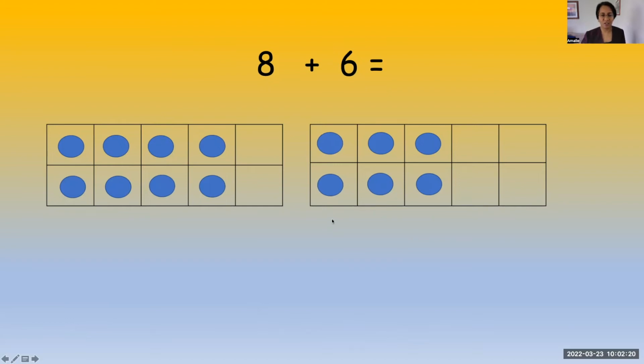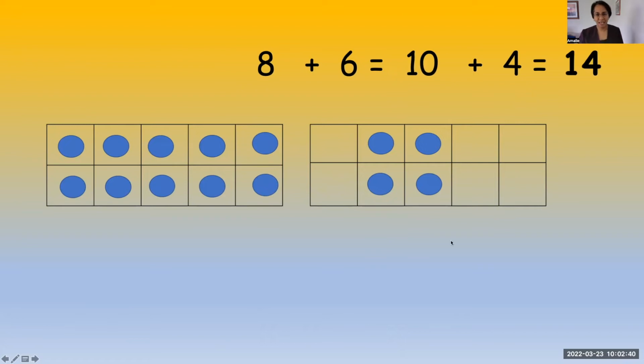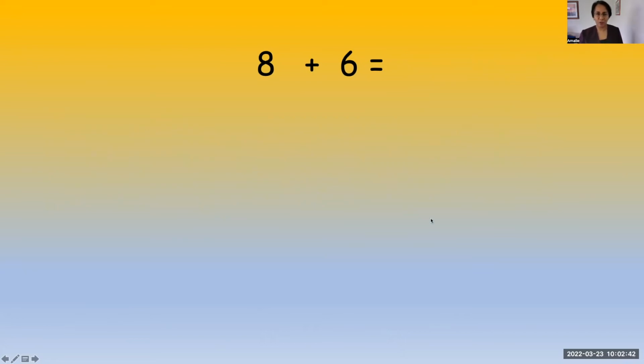And it's very easy to show that we then take 2 from the 6 and we fill the 10 frame. And then there are 4 left over here. And that gives us 10 plus 4 equals 14. Let's move on to how this looks in the number sentence and the number line.